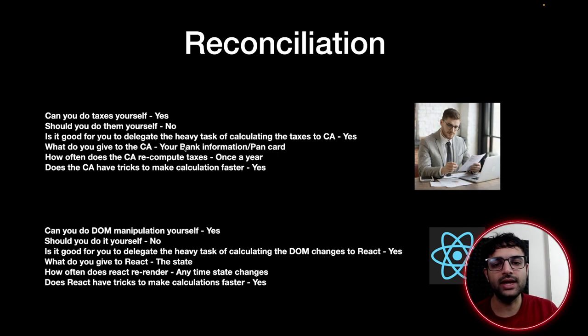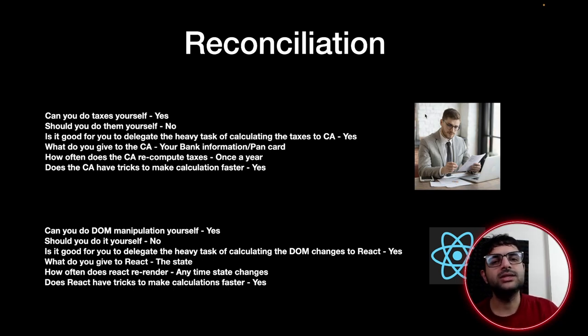Is it good for you to delegate heavy tasks of calculating to a CA? Yes. Is it good for you to delegate heavy tasks of calculating DOM changes to React? Probably yes. React should take care of calculating how your DOM has changed as time went by and putting that diff on the screen. What do you give to the CA? You give your bank information, your PAN card, your DMAT information, your cryptocurrency addresses. What do you give to React? You give React the state, a very big object. Brother, this is what my current state looks like. Render everything else yourself. How does the CA recompute taxes? How often does the CA recompute taxes? Once a year.